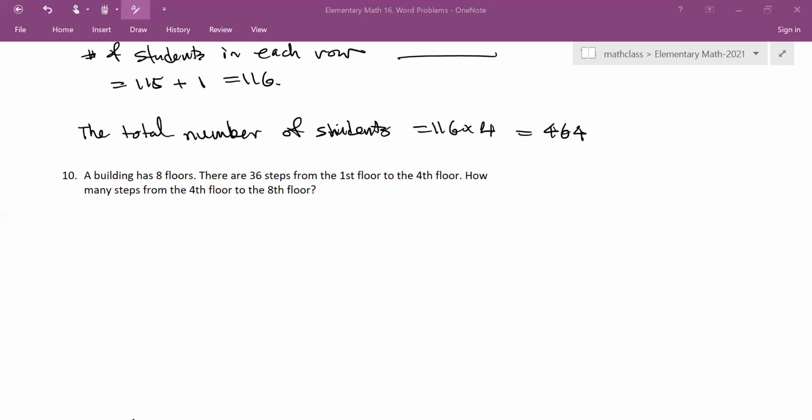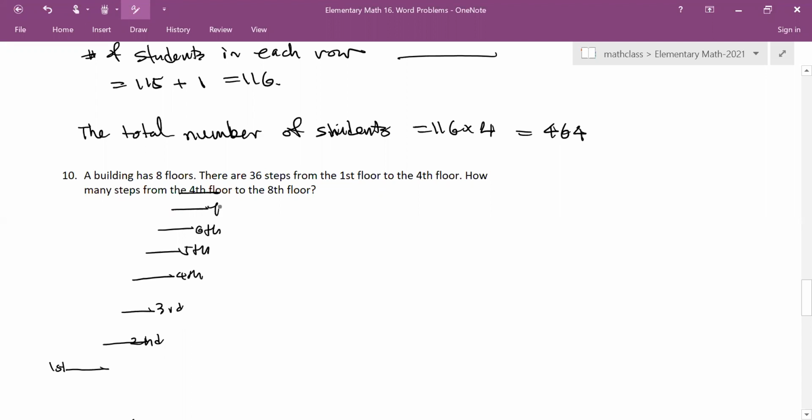All right, so in the United States, the first floor is the ground floor, okay? That's the first floor. Then the second floor, third floor, 4th floor, okay? Then 5th, 6th, 7th, 8th floor, okay? Right, you draw the picture. So that's the second, that's the third, that's the 4th, and the 5th, 6th, 7th, 8th floor.